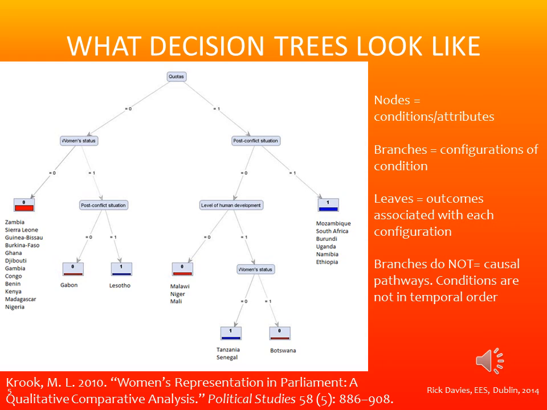The leaves at the end of each branch represent the outcomes associated with each of these configurations or combinations of conditions. And the point to note here is that in these branches, the sequence of the conditions along the branch does not represent a causal sequence in the sense of one thing happening after or before another. It just simply represents the combination of those conditions.